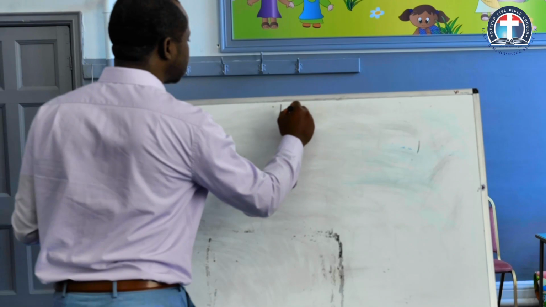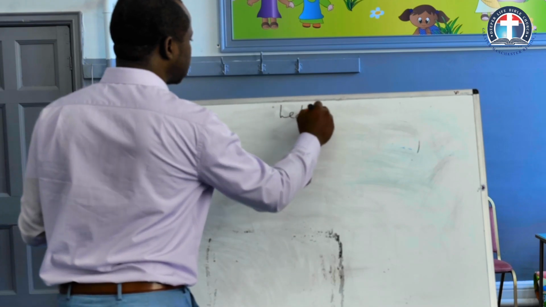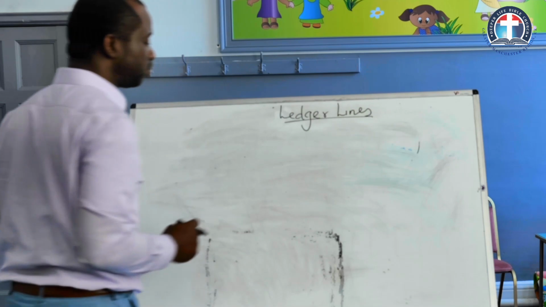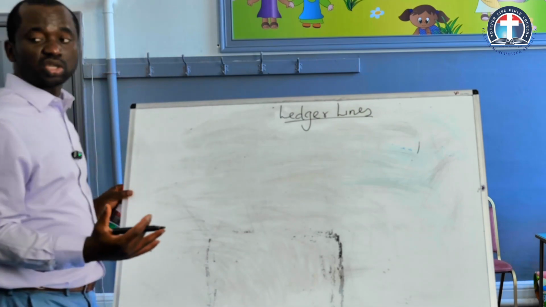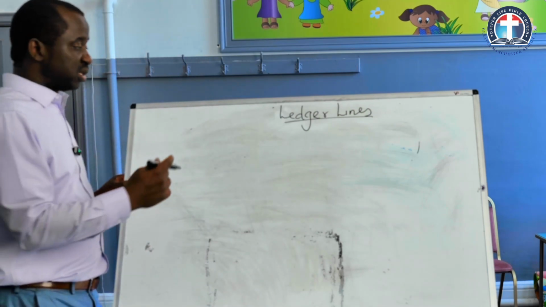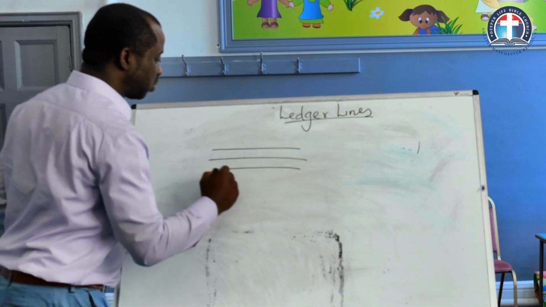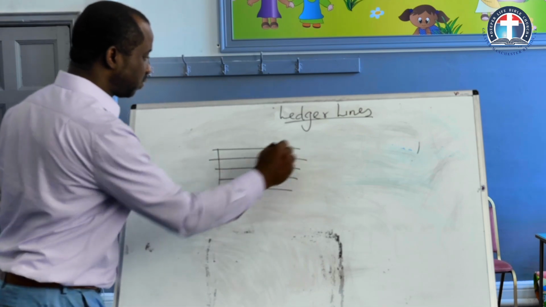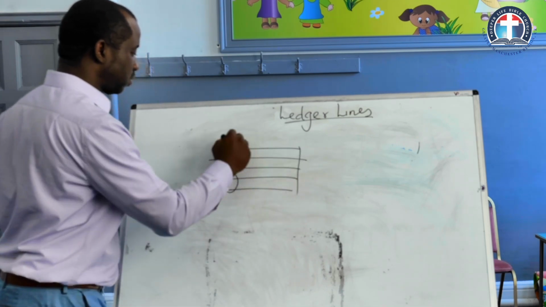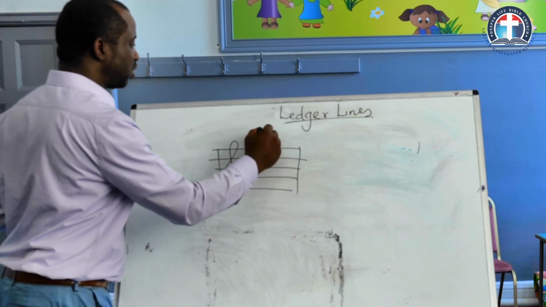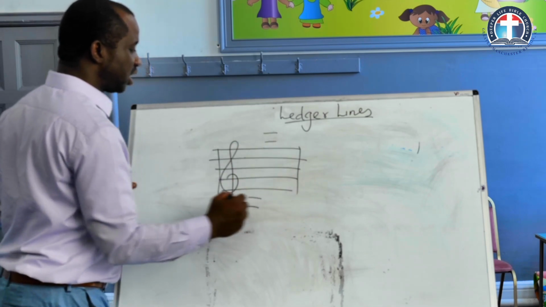Ledger lines. Well, I believe we've done ledger lines. I'm not going to belabor that. Extension above a stave, right? So let's say you have something like this. Let's use the soprano stave, for example, the treble clef. You know what this note is. So let's say you have 2 ledger lines here, 2 ledger lines here.